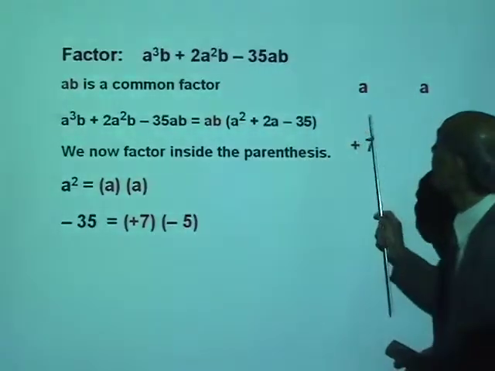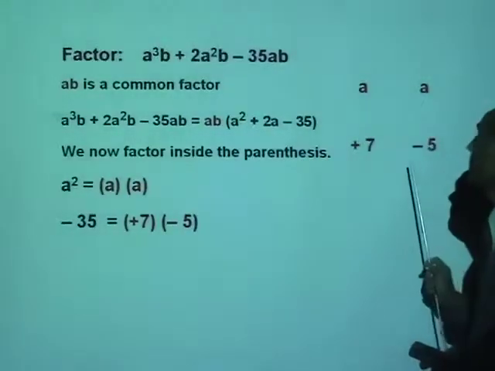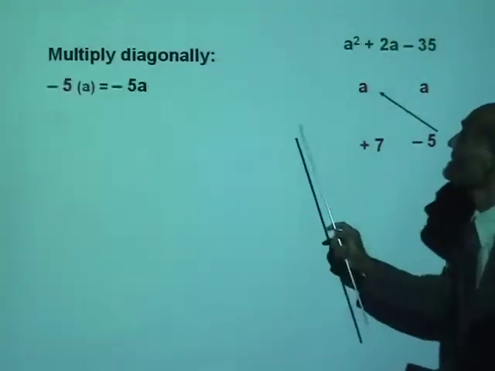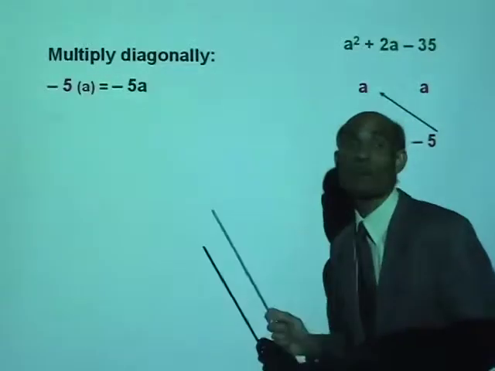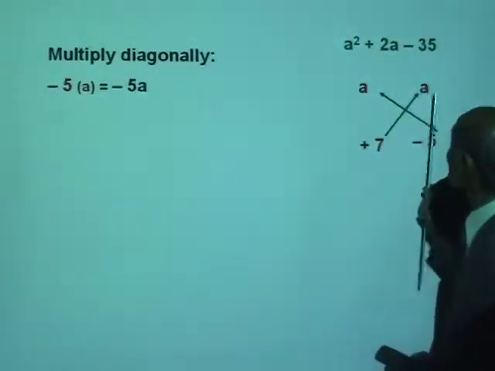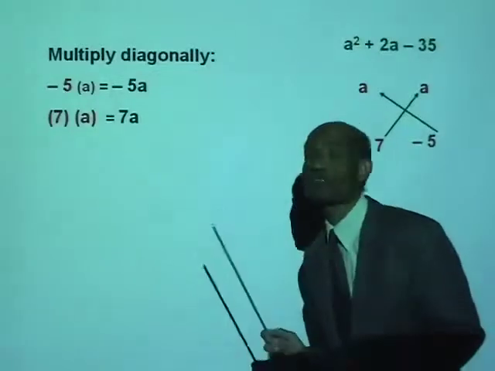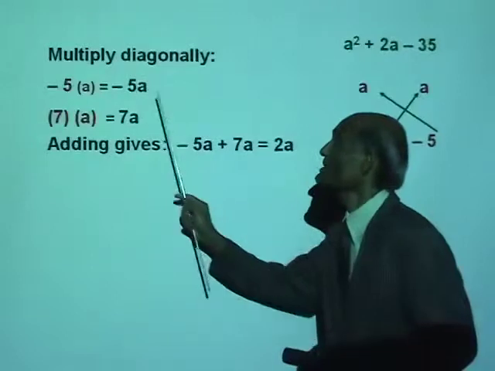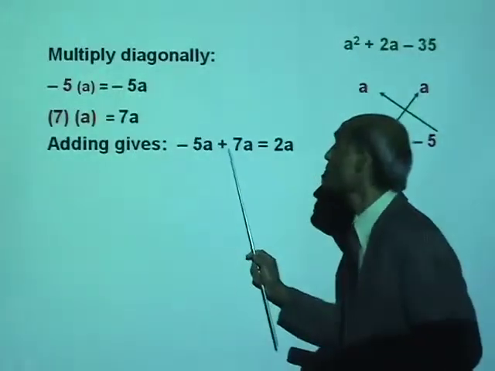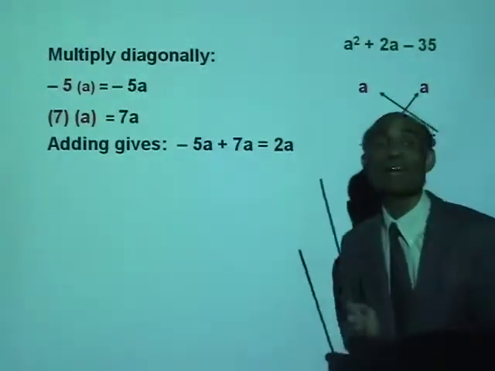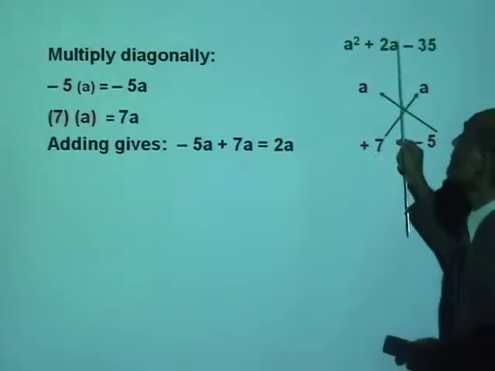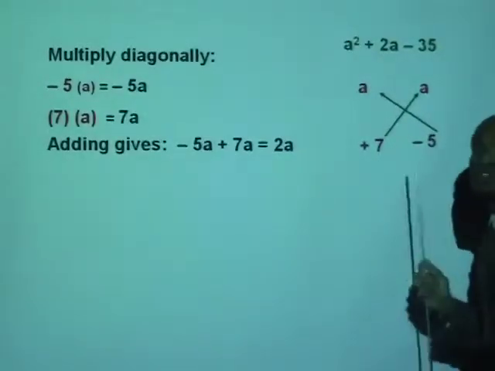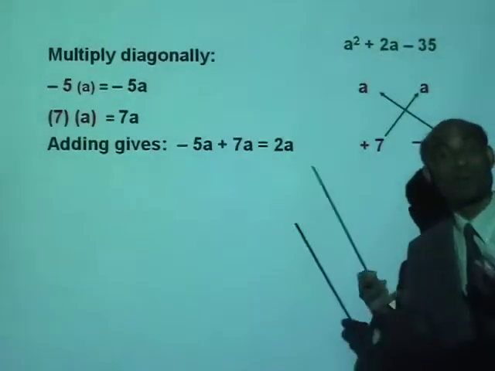Alright, write them below, A and A. Let's multiply diagonally. Negative 5 times A is negative 5A. And 7 times A is positive 7A. What do you get if you add them together? Negative 5A added to 7A is 2A. And that is our middle term, positive 2A. That means now these are placed in their proper positions and they are right.